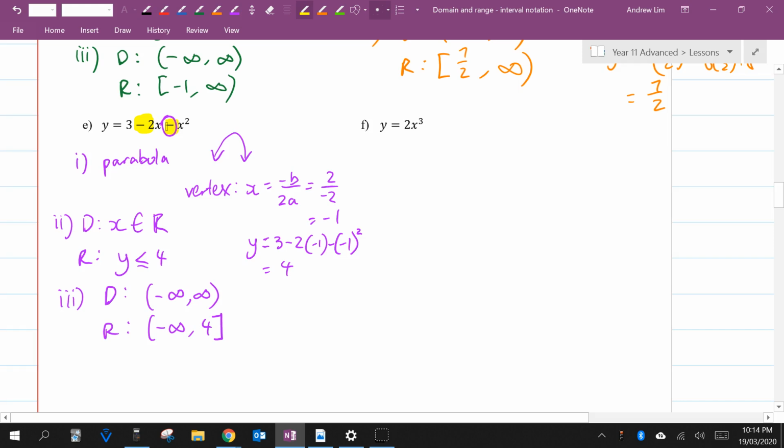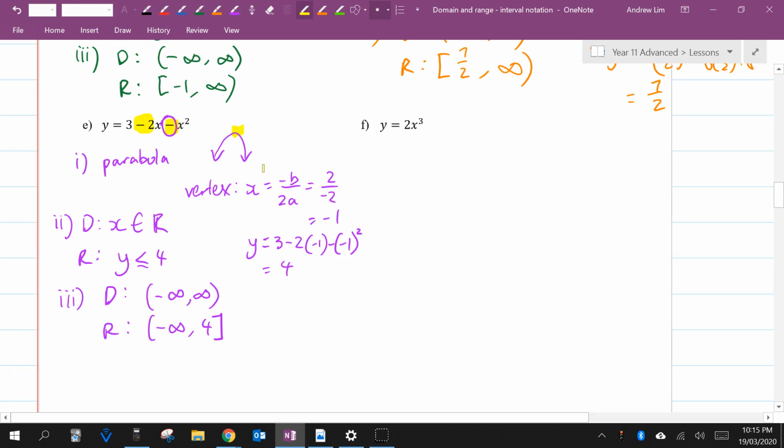So domain x is an element of all real numbers. Range y is less than or equal to 4. Okay, because when we've substituted the x-coordinate of -1 into the equation, we get a y value of 4. And we know it's a maximum because it's concave down. Okay, so the y has to be less than or equal to 4.